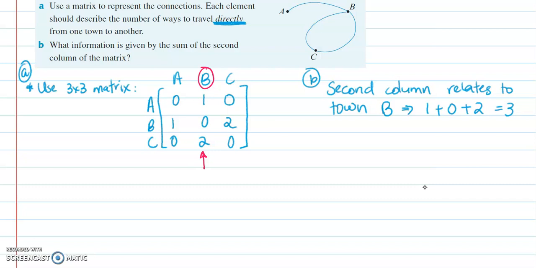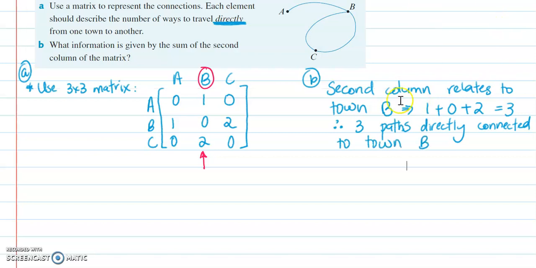So basically, what that means is there are 3 paths directly connected to town B. There's 3 different roads to town B. That's one road, that's another road, and that's another road. So if you have a look, there are 3 different roads connected to town B.